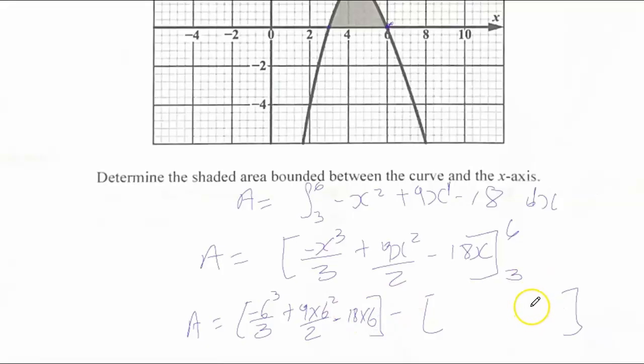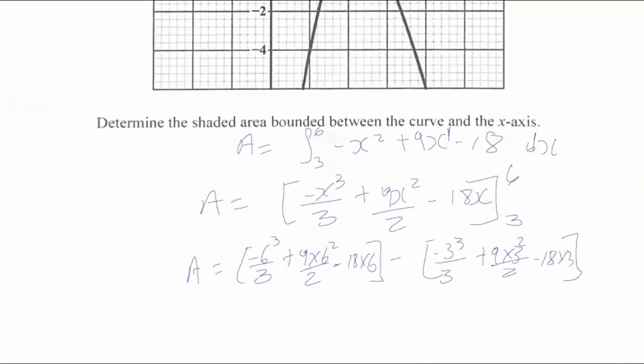In the second bracket, replace x with 3. So it's negative 3 cubed divided by 3 plus 9 times 3 squared over 2, and minus 18 times 3. So substitute 6 for x in the first bracket, and the bottom limit 3 in the second bracket.